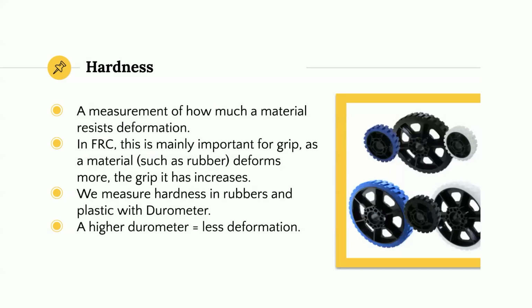Hardness, a measurement of how much a material resists deformation. In FRC, this is mainly important for grip, as a material such as rubber deforms more. The grip it has increases. We measure hardness in rubbers and plastic with durometer. A higher durometer equals less deformation. So in FRC, the only real purpose we'll care about durometer with is its wheels. And essentially, the more grip you want, the lower durometer you want. You'll see this when you're buying the wheel.